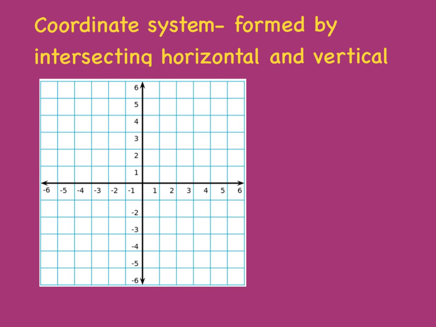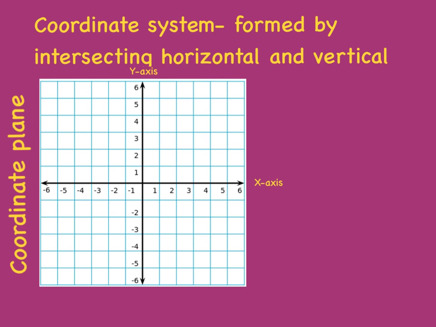These have special names. The horizontal one, the bold line, we call that the x-axis. And the vertical one, we call the y-axis. You'll see all the blue ones, those are also numbered lines, and when you put them together and they intersect, we call that the coordinate plane.